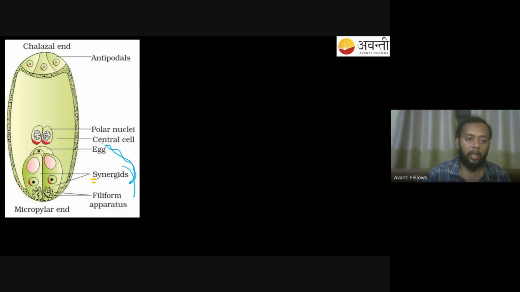You have a central cell. The central cell will have two polar nuclei, and on the opposite side you have the antipodal cells, right?